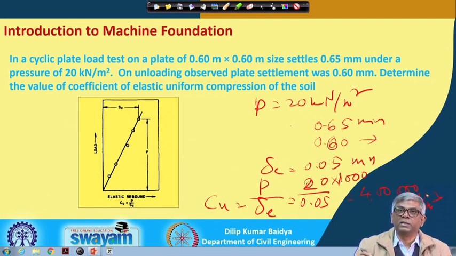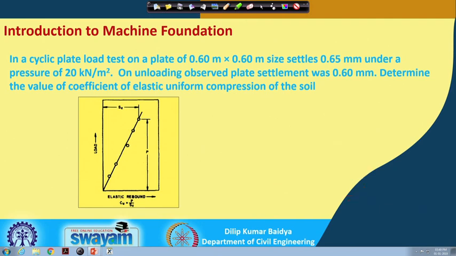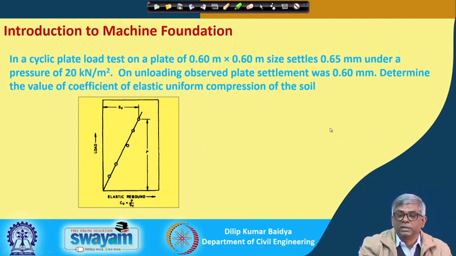Okay. So, this is a very simple problem, a direct application of whatever I have discussed about the IS code. For a particular loading, when the elastic settlement is given, then the ratio is actually your coefficient of elastic compression. Let me go to the next problem.